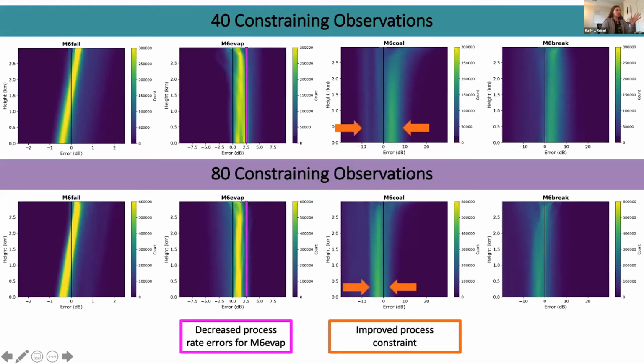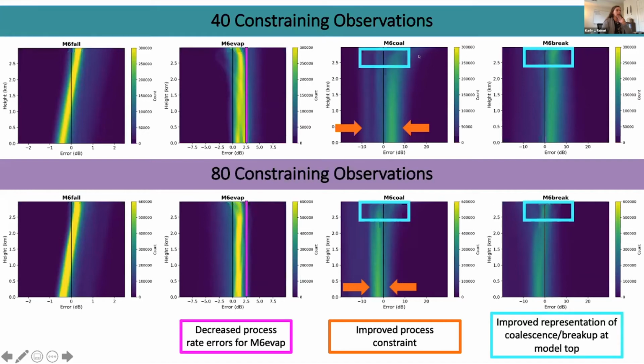And then we start to see this for a lot of the other processes. For example, coalescence, you'll see that the PDF becomes a bit more peaked moving from 40 to 80 observations. So we're getting improved process constraint. One other thing I want to draw your attention to is that at the top of the column, we have a bit of a positive bias for 40 constraining observations, but as we go to 80, our peak in the PDF gets a bit closer to that 0 line. So we're getting improved representation at model top here.